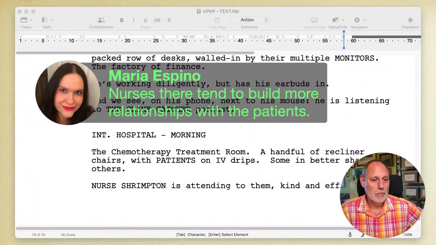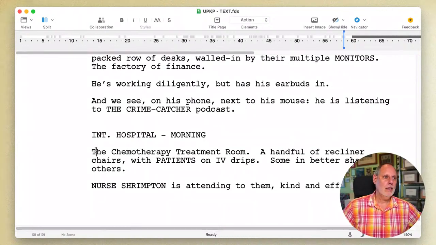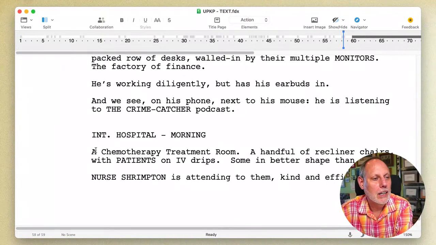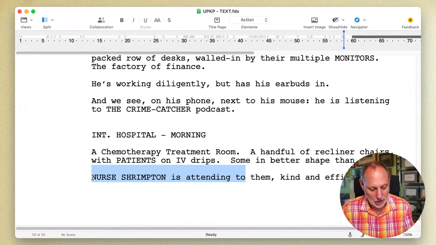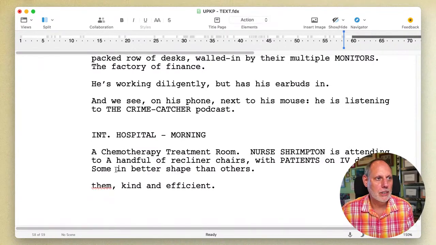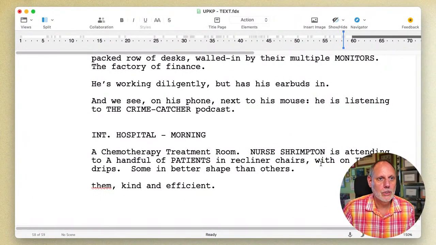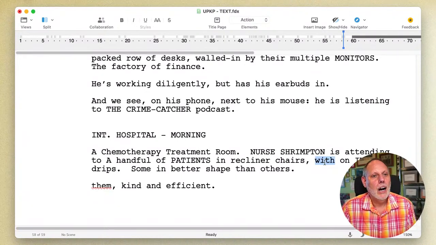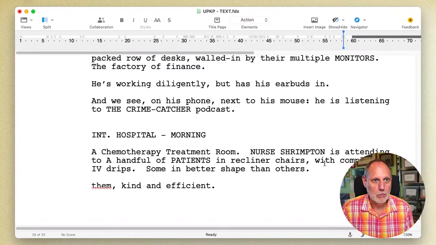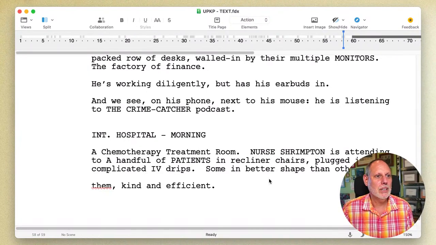Yes, that is true. Hey, chemotherapy. Oh, look at that. I saved a line. Okay. Attending to, here, watch this. This is how we make sentences more active. Nurse is attending to a handful of patients in recliner chairs on IV drips. On is, you are on an IV, but I don't know if that works, so I'm going to say with IV drips. Complicated IV drips. Plugged into complicated IV drips.